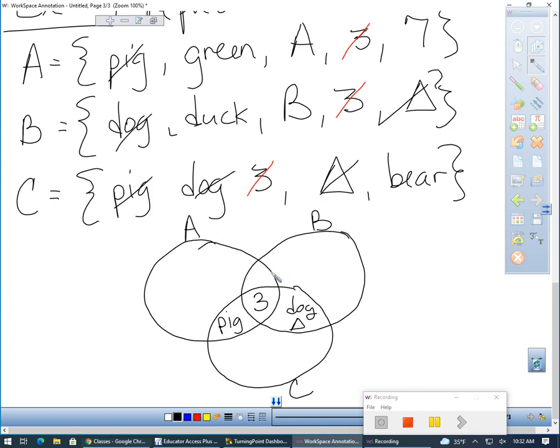All right. Now the rest of circle A is whatever left over, which is green, A, and 7. Over here in this part of B is everything that's left over in B. Duck and B, very good. And down here in C, just bear. All right. That's all you have to do.